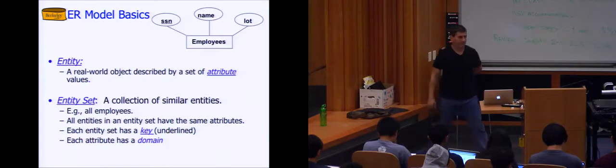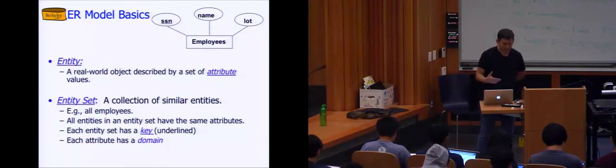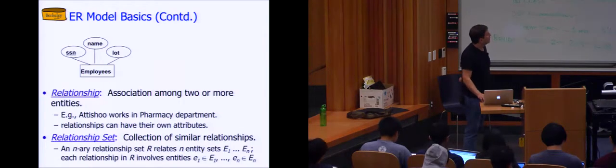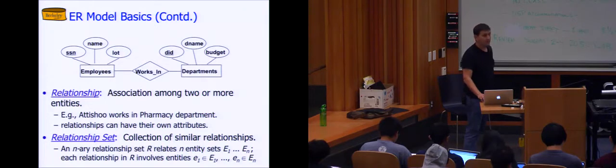Okay? Domain is a finite or infinite set of legal values. It's really a constraint, an integrity constraint. Make sense? Okay. Other questions about the basics? It's good to get the basics right.